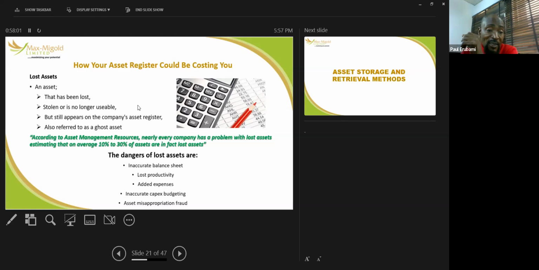Lost assets are assets that have been stolen or are no longer usable, but still appear on the company asset register, also referred to as ghost assets, which I've already mentioned. And what are the dangers when you have ghost assets in your organization?